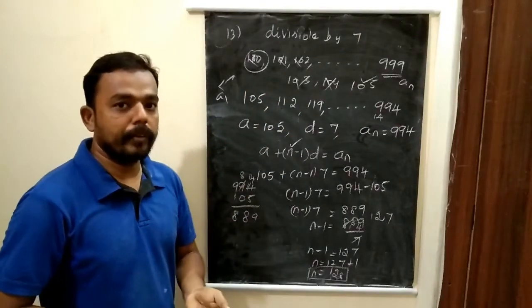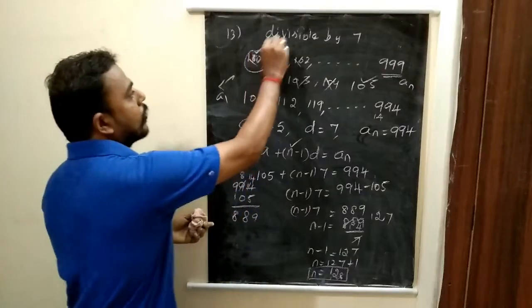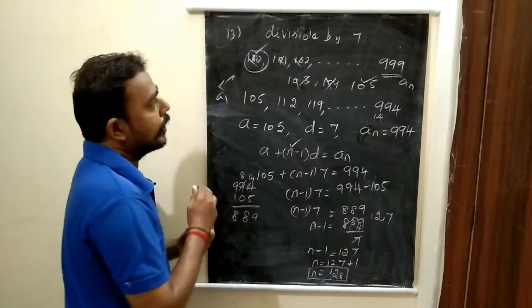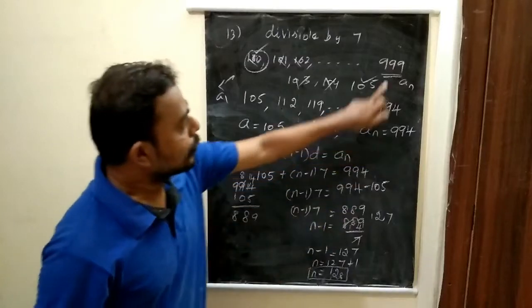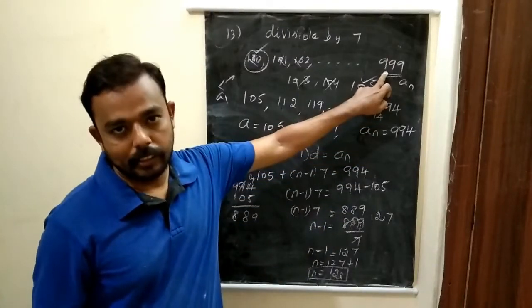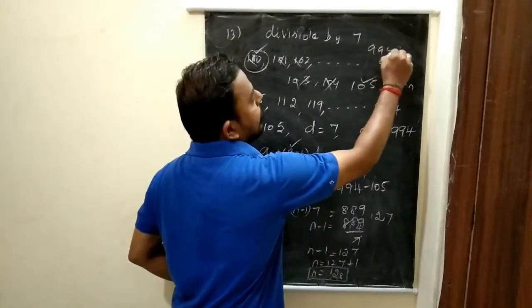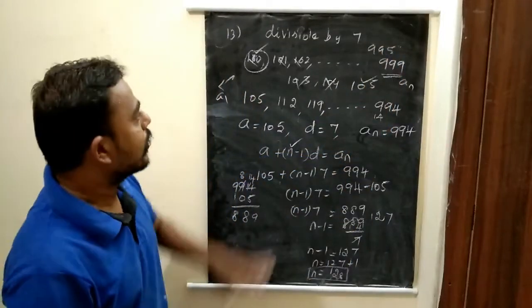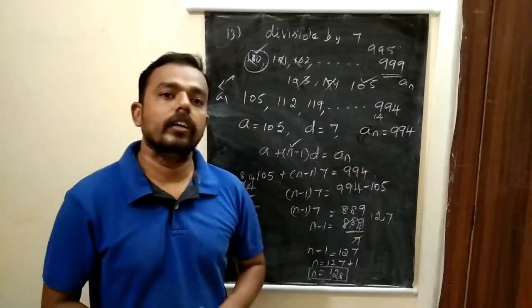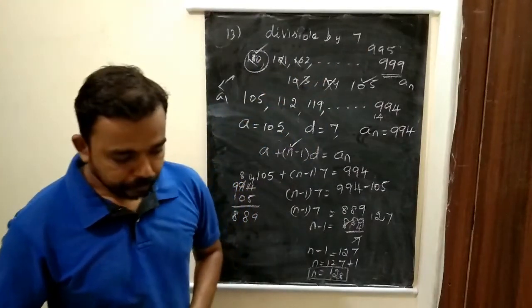Similarly, for divisible by 5 we can start from 100, because 100 is divisible by 5. But 999 is not divisible by 5, so you can end at 995, which is divisible by 5. Like that, the first number and last number should be divisible by 9. Right.